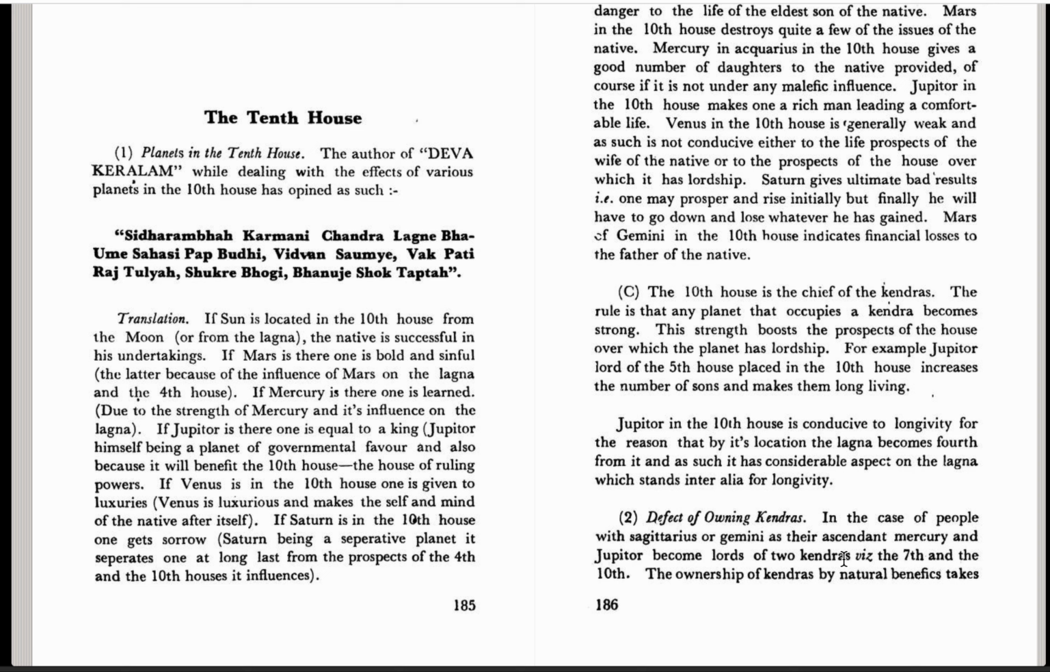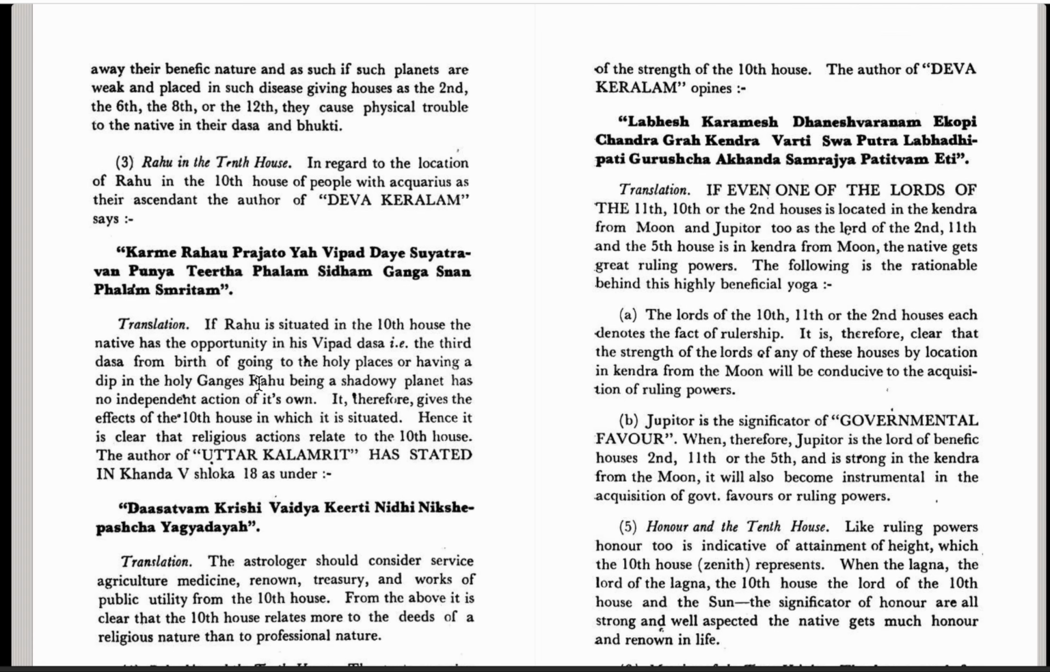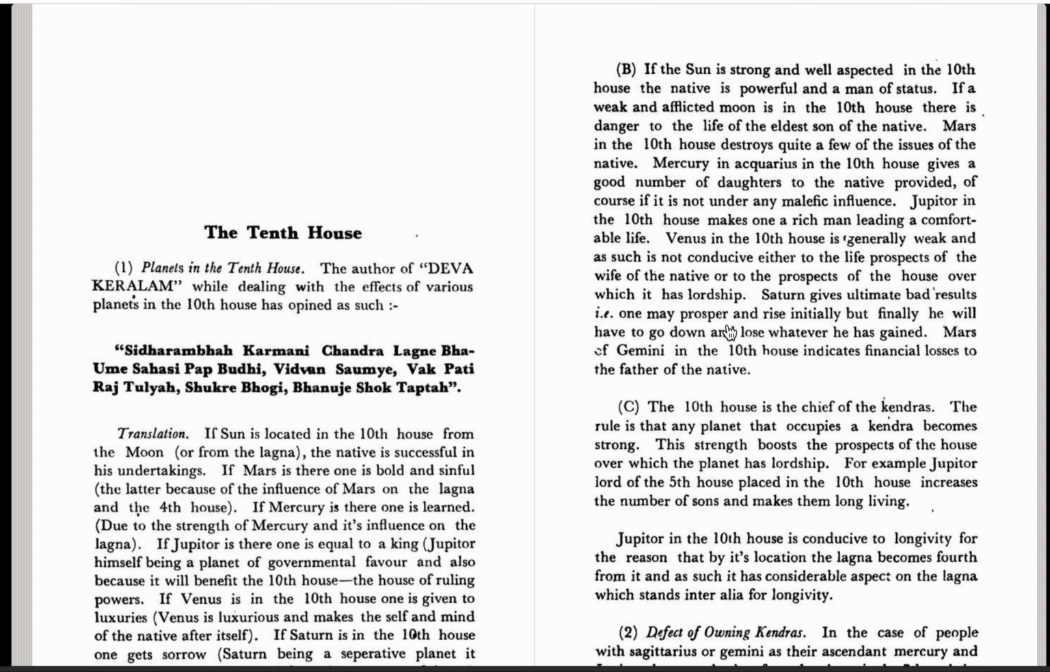Mercury and Jupiter become lords of two kendras, the 7th and 10th. The ownership of kendras by natural benefics takes away their benefic nature, and as such, if such planets are weak and placed in such disease-giving houses as the 2nd, 6th, 8th, or 12th, they cause physical trouble to the native in their dasha. I hope you understood.